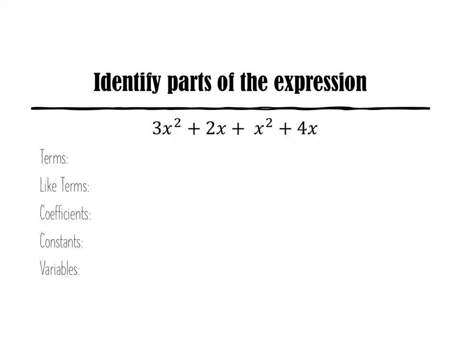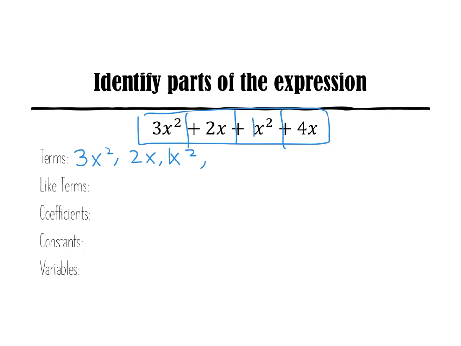All right, last one here. Same thing, box up your terms. We're still identifying the parts. Your terms are separated by addition signs, so all of these are terms. 3x squared, 2x, x squared. I'm going to go ahead and add my 1 in there so I don't forget, and I'm going to write it, 4x.